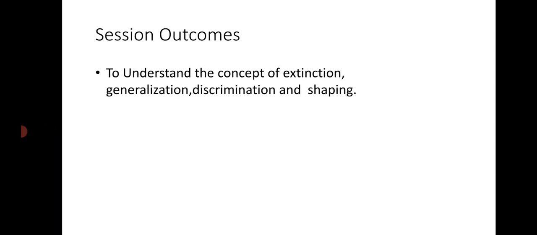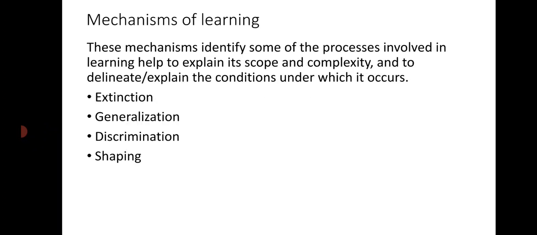Now, let us discuss these four important concepts. In the previous session, we have understood respondent conditioning and operant conditioning. There are four important concepts which must be understood so that we can get insight into the complexity of learning. The four concepts are extinction, generalization, discrimination, and shaping. First, let us try to understand extinction.